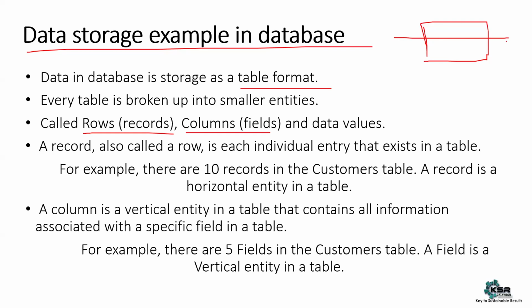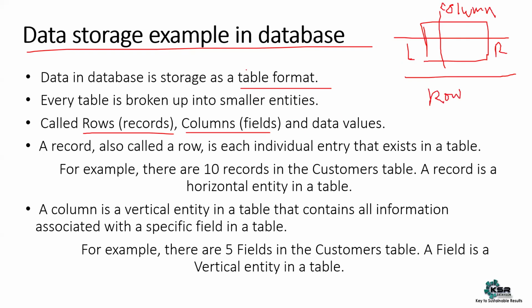Information which flows from left to right, in a horizontal way, is called a row. Left to right, this is left, this is right, which is called horizontal information. The information is flowing horizontally. That specific information is called a row. And if the information is kept from top to bottom, that is vertically, it is called a column. This is column and this is row.